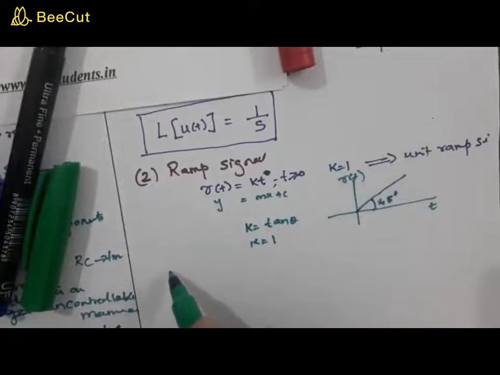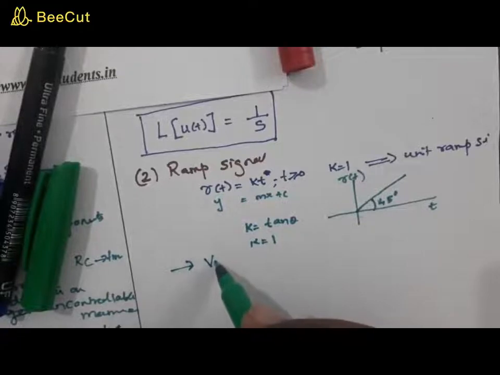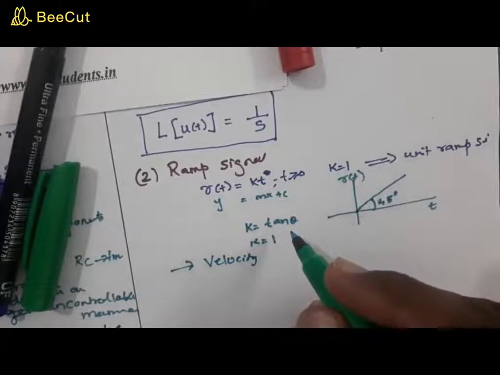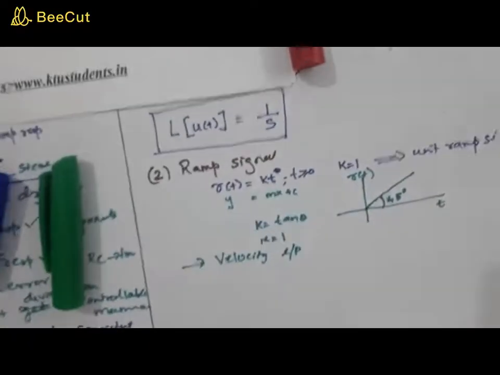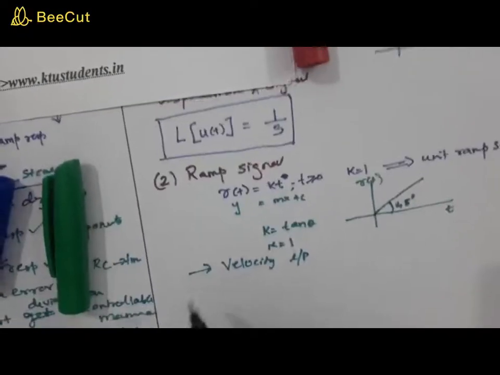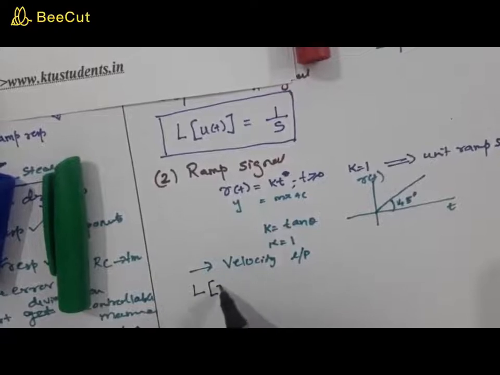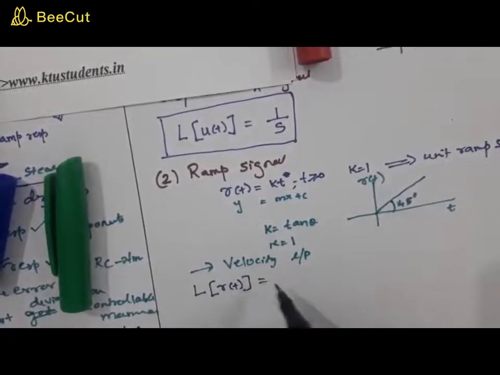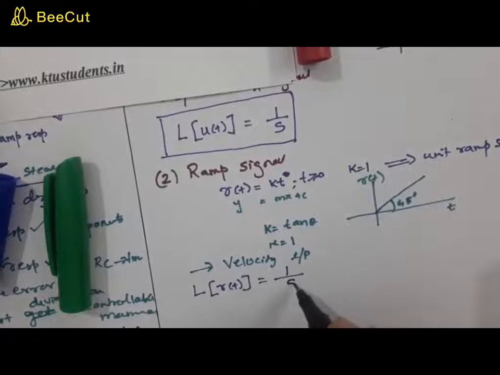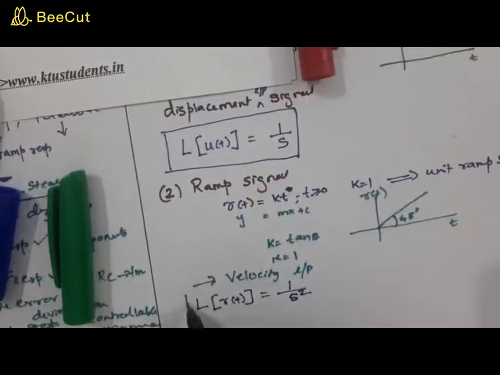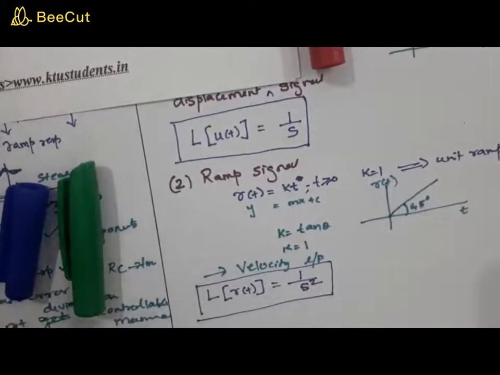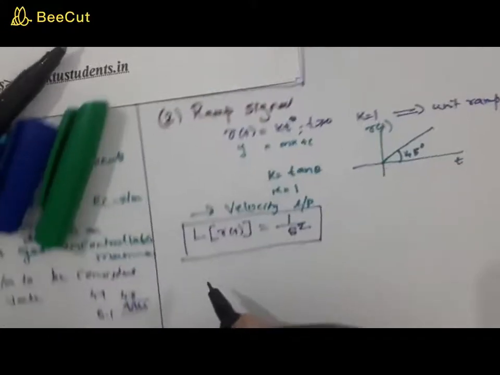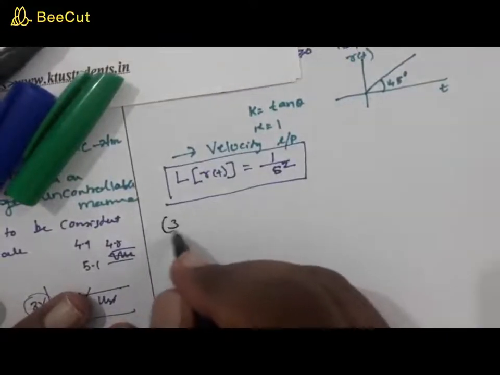This input is also called the velocity input. This is very important. And what is the Laplace transform of this? When you take the Laplace transform of a unit ramp signal, you are going to get 1 by s square. This is an important thing: the Laplace transform of r of t is 1 by s square.